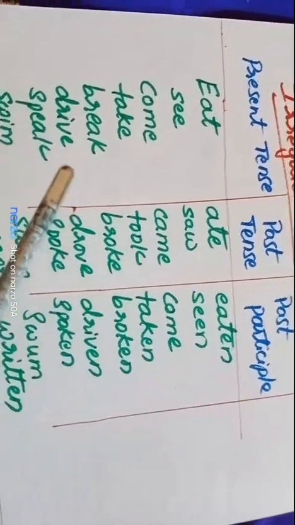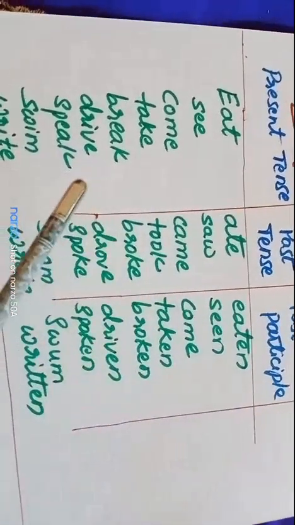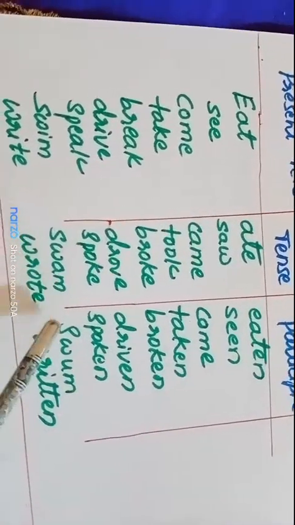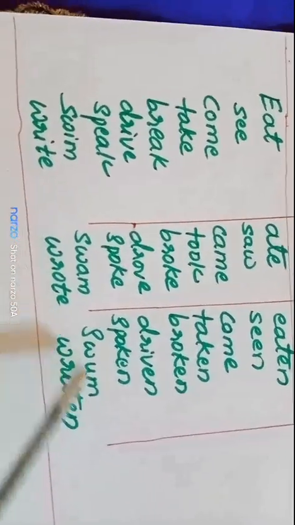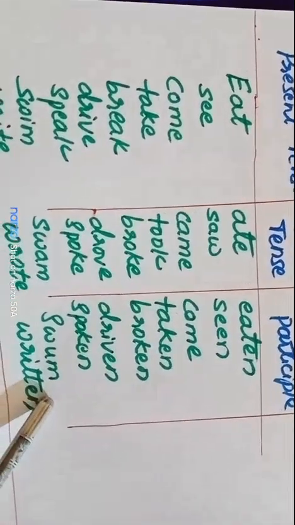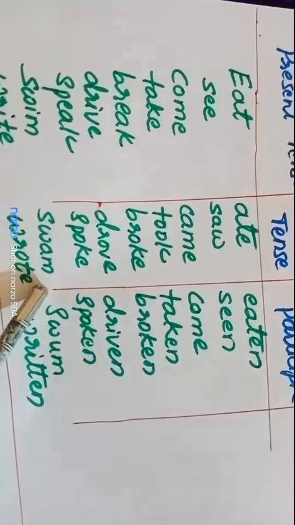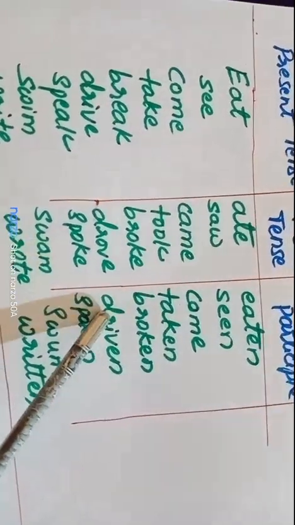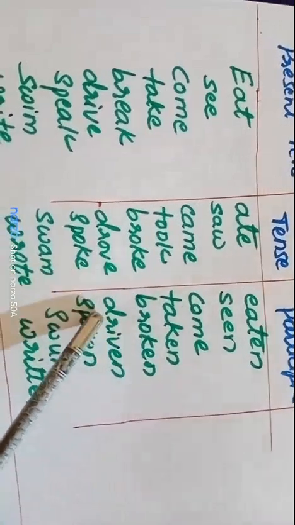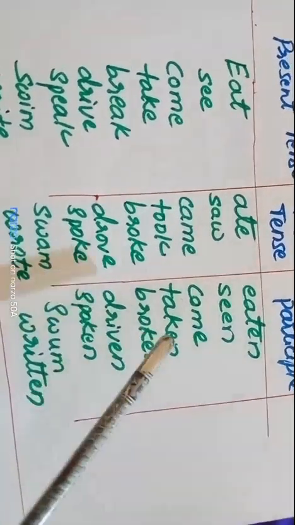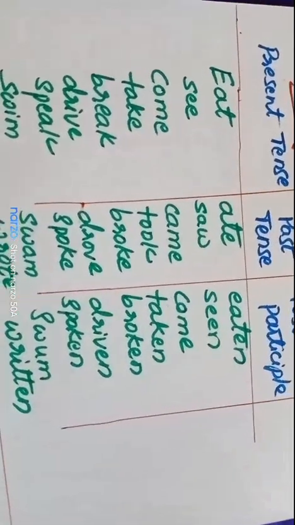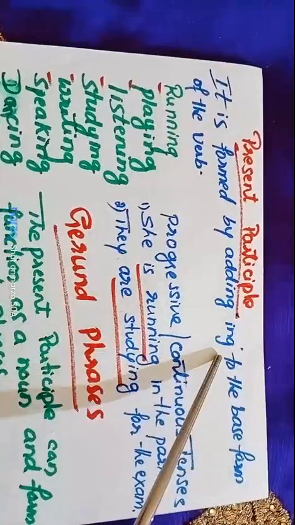Here are some examples of irregular verbs: eat, ate, eaten; see, saw, seen; come, came, come; take, took, taken; break, broke, broken; drive, drove, driven; speak, spoke, spoken; swim, swam, swum; write, wrote, written. As you can see, irregular verbs have different forms for the past tense and past participle, and they do not follow a consistent pattern like regular verbs. It's important to learn and memorize the specific forms of irregular verbs since they do not adhere to predictable rules.